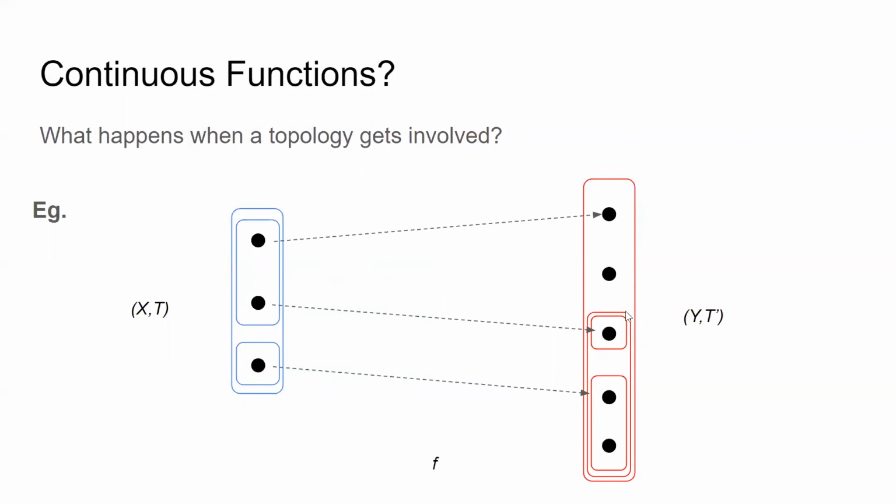One of them gets sent to an open set over here on the right, and the other one gets sent somewhere else. So in this sense, this function f is tearing this open set in half, and we don't want that. We don't want any tearing in our continuous functions. So no tearing allowed. This first function that we were considering is much, much better with these two topologies.